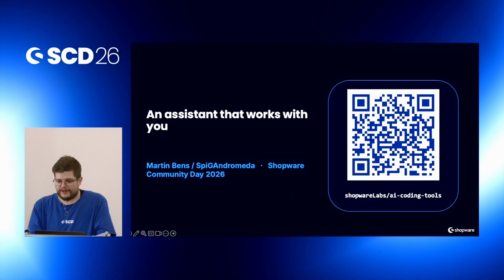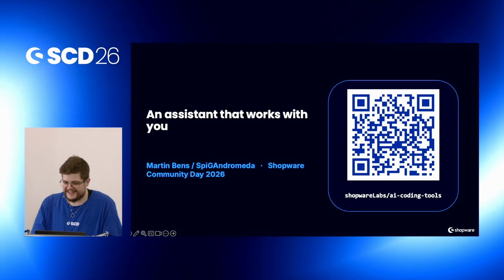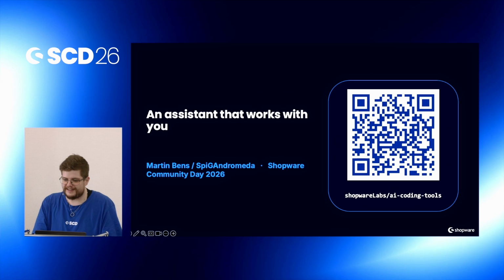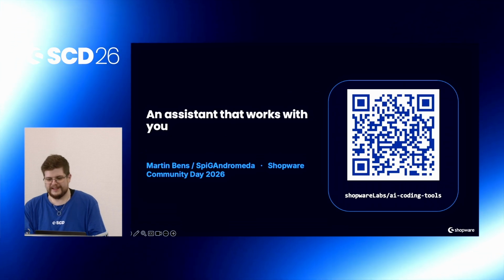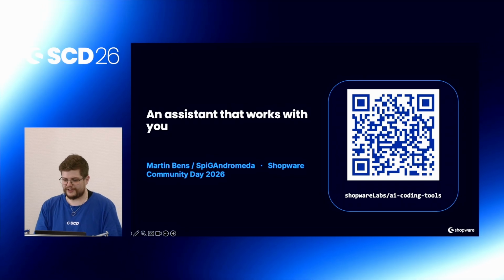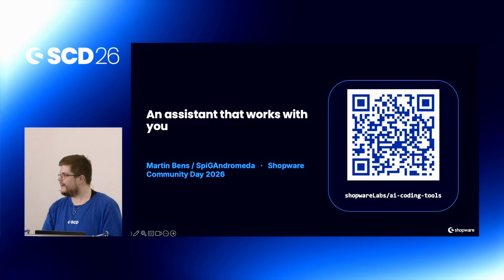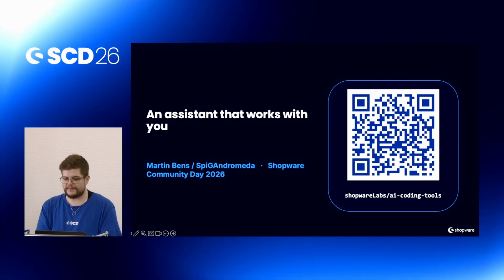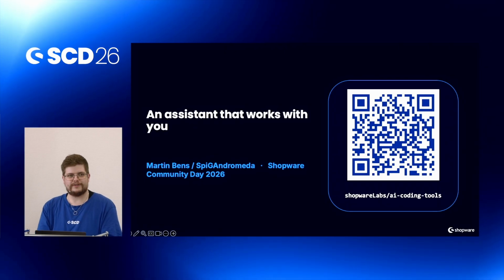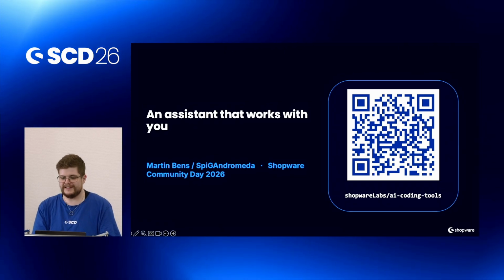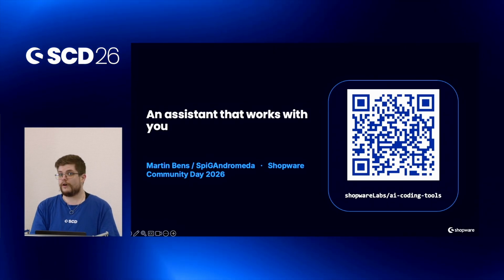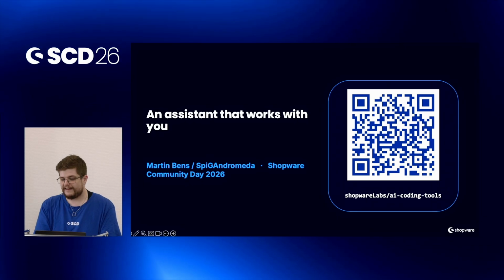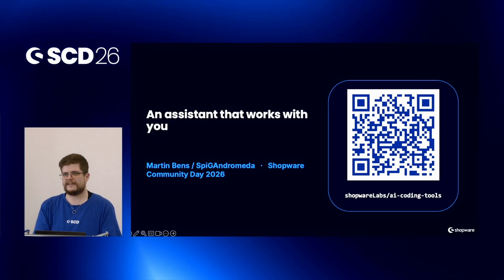So, what all of this buys you, hopefully, is an assistant that works with you and not against you, for code and for everything else. And this is why it's called a pattern, not a tool. A lot of the principles I've shown you here can be found in the Shopware Labs AI coding tools repository. And don't only look at the current state there, have a look at the changelog files as well.